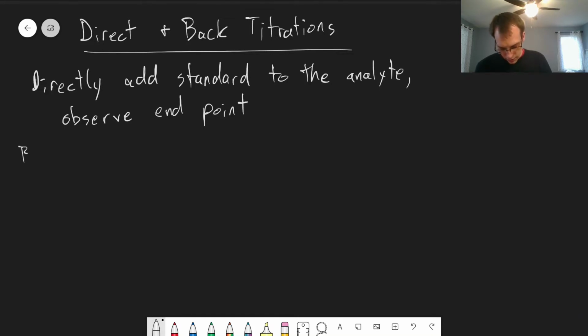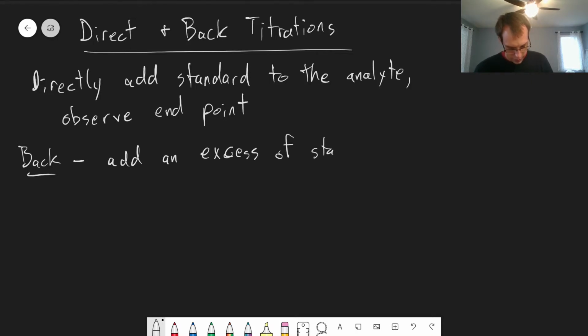Now, our second type, a back titration, is a little bit different. So with a back titration, we add an excess of our standard to our analyte. So we add too much on purpose. And we measure exactly how much we add, but we know that it's too much. So I'll just say it's a known amount, but it's too much.